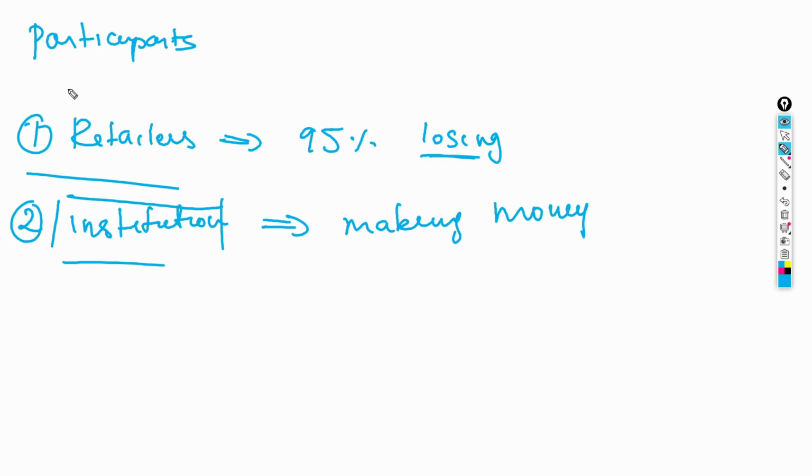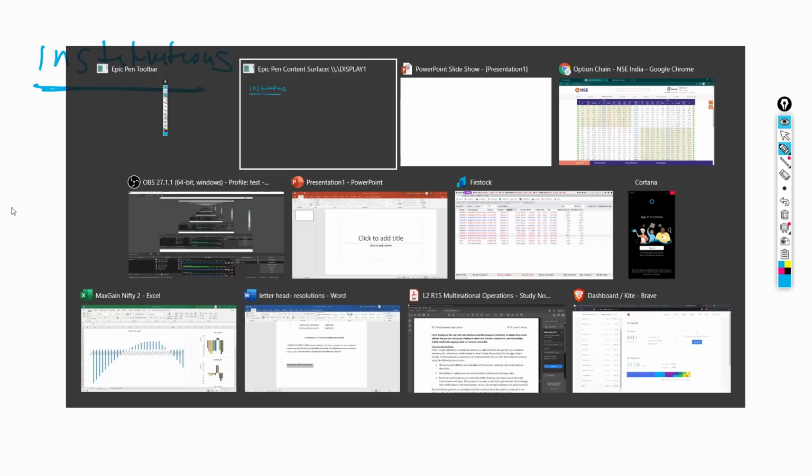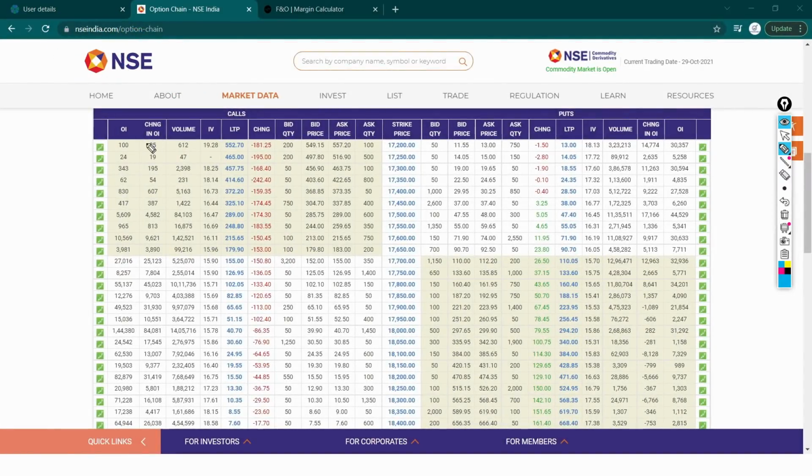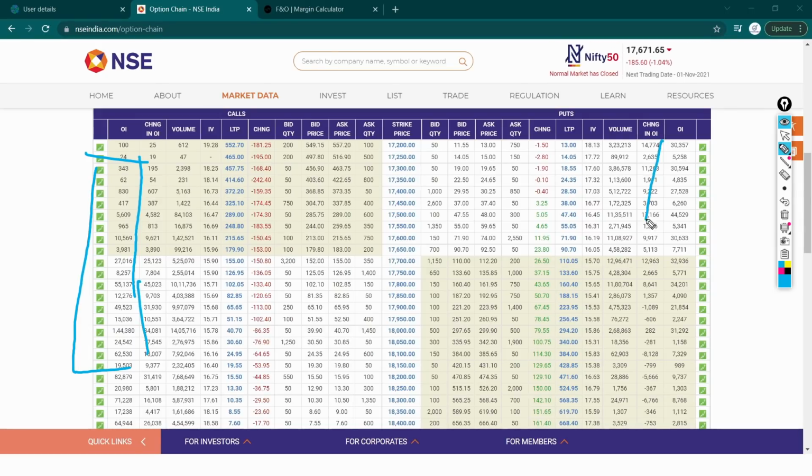Since we are pretty clear about retailers and institutions, whatever we discuss now, we will only discuss from the point of view of institutions. We will not consider retailers. Now I will just show you the Nifty option chain. Here you can see a column called open interest, right? You have a lot of data here and a lot of data on the put side as well.